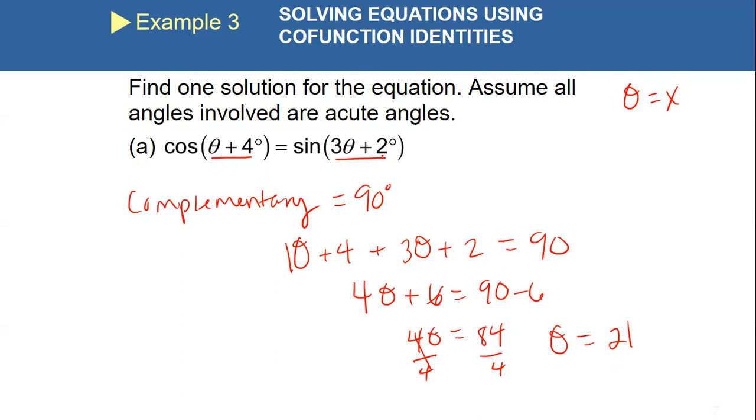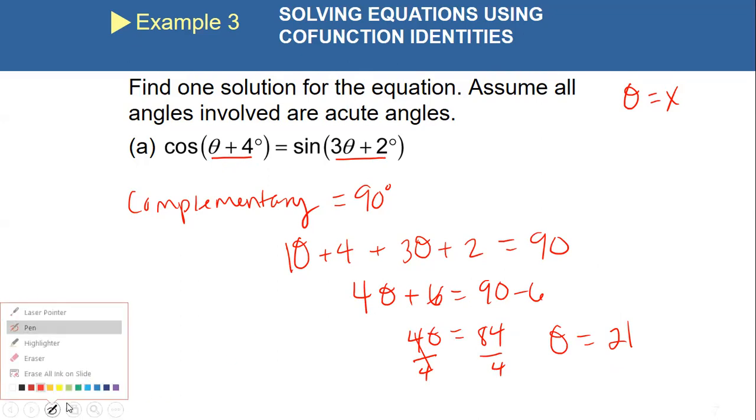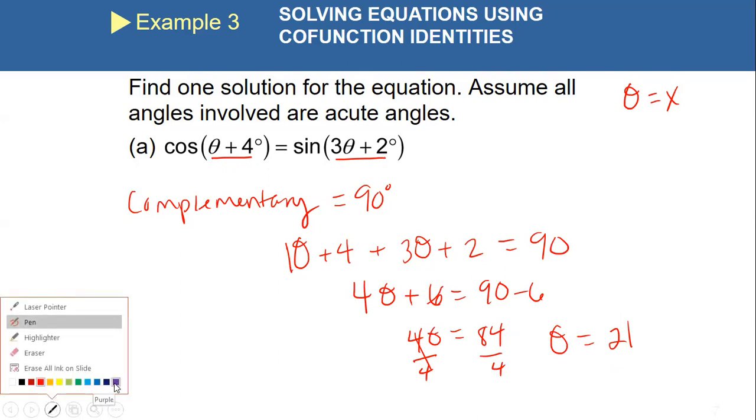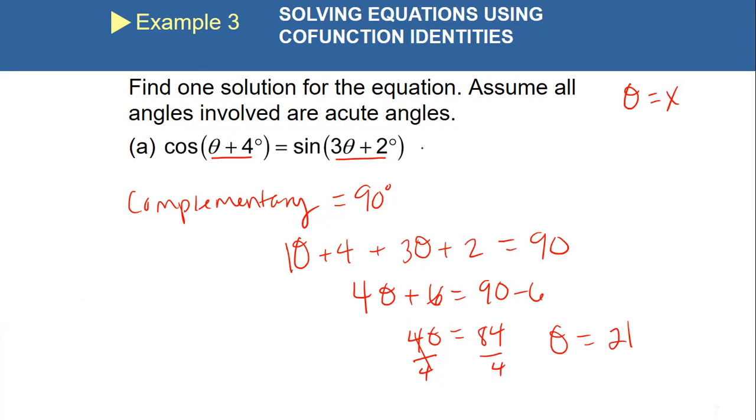So now can I fill in the full statement here? Because I now know the value of theta. So this means that the cosine of what's 21 plus 4? 25 equals the sine of what's 3 times 21, plus 2? 65.